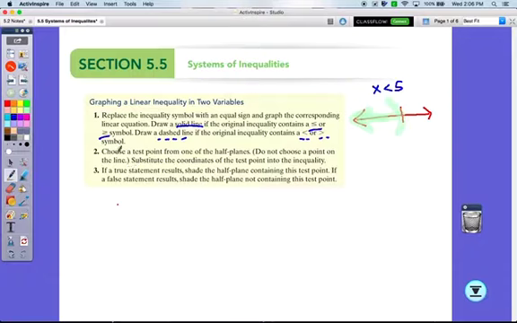Step 2 says, choose a test point from one of the half planes. When you draw that line, it'll separate the graph into two half planes. You choose one of those points and plug it into the inequality. If it's true, you shade that side. If it's false, you shade the other side.